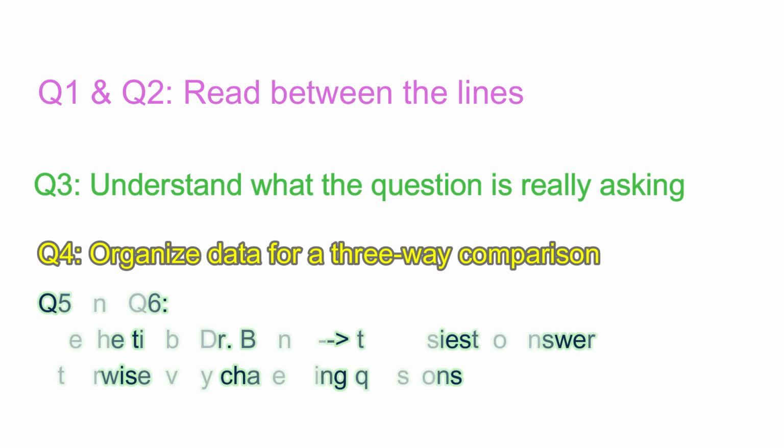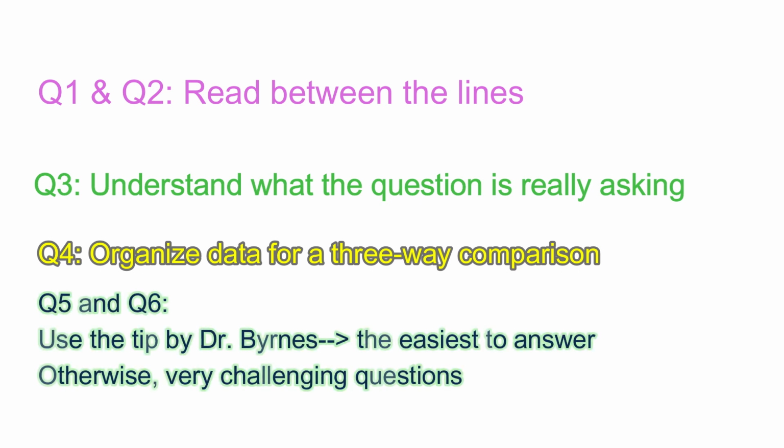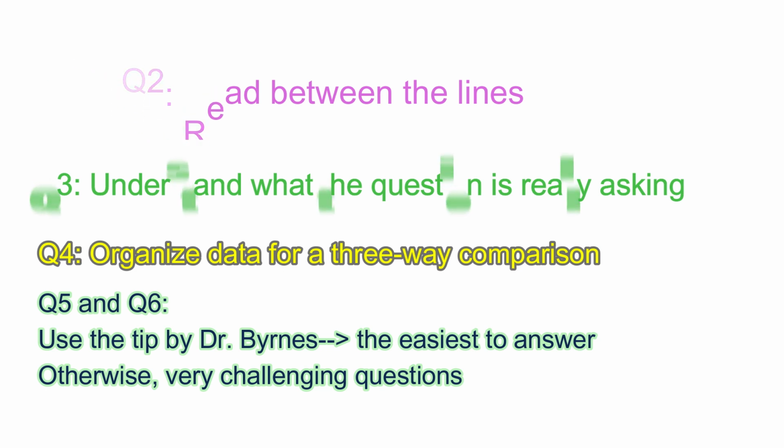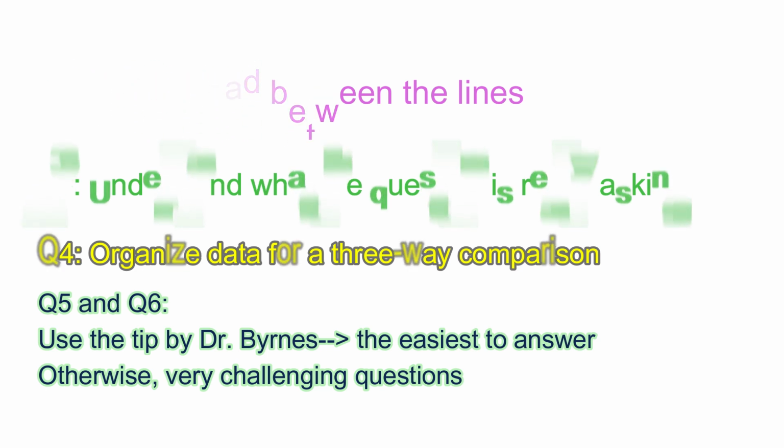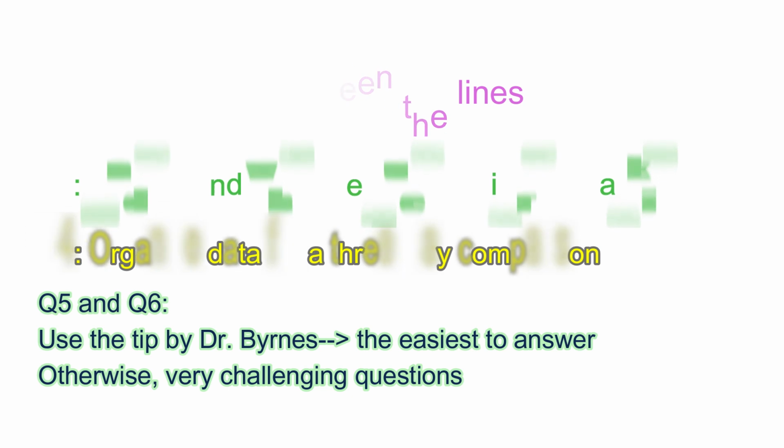Now, the 5th and 6th questions can be challenging because the passage only contains information that is the opposite of what the questions are asking. But don't worry, Dr. Burns has a tip for these types of questions, and in this lecture video, you will learn the tip. Once you know that tip, these questions will become the easiest and most time-saving for you.